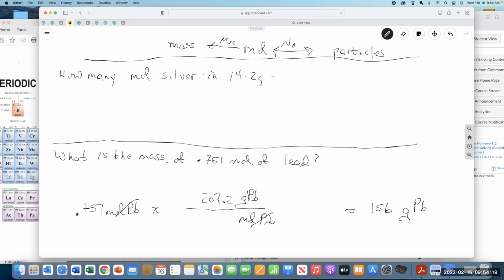14.2 grams of silver. I'll tell you a really funny story real quick. If anyone is worried about asking what they perceive as a stupid question, this will make you feel better. That way you'll always ask the question, because there is no such thing as a stupid question unless you don't ask it. The symbol for silver is Ag, and we want moles of Ag.